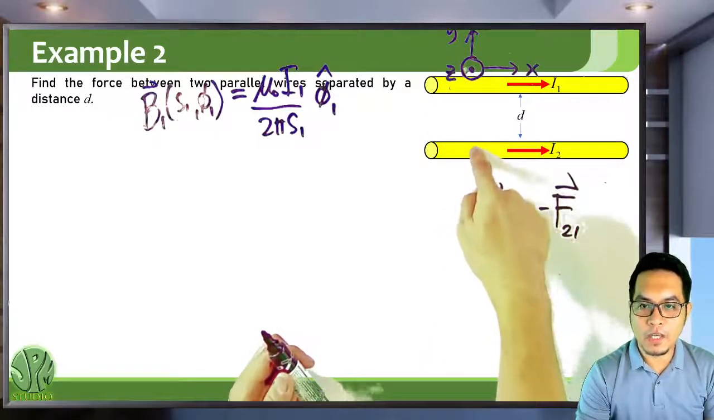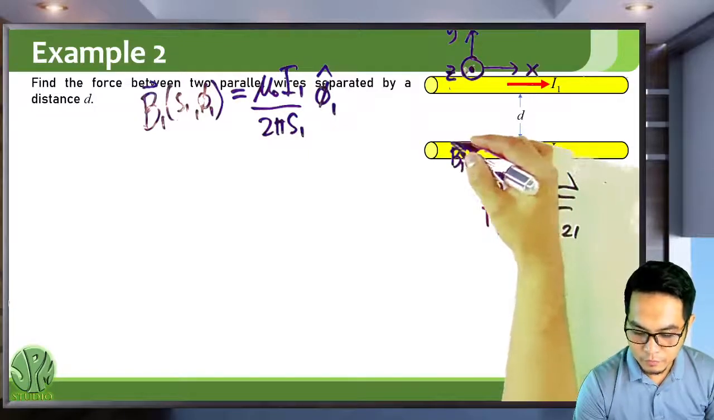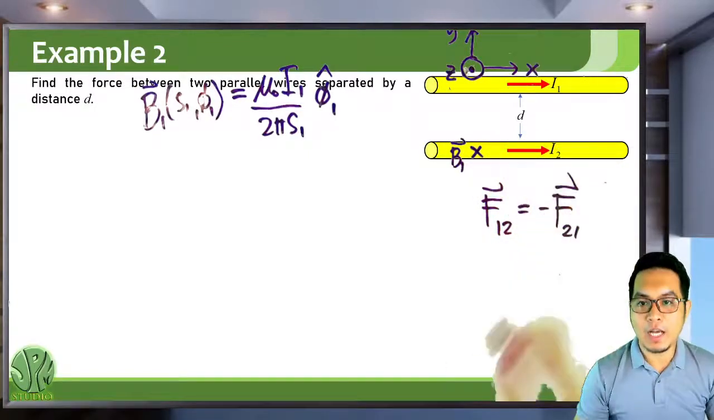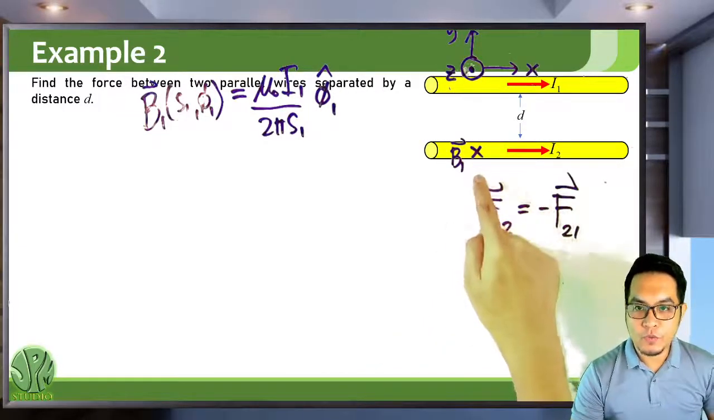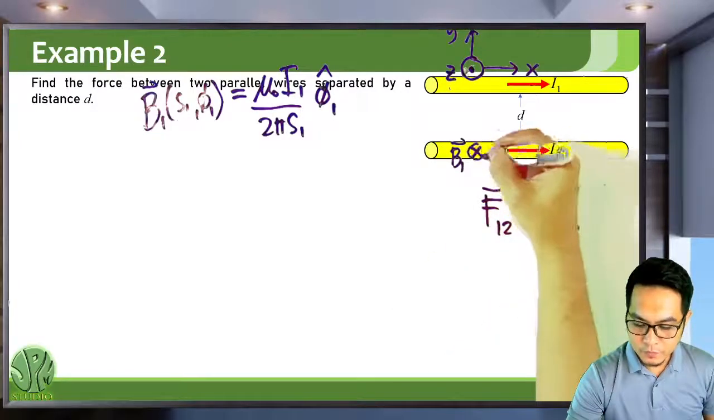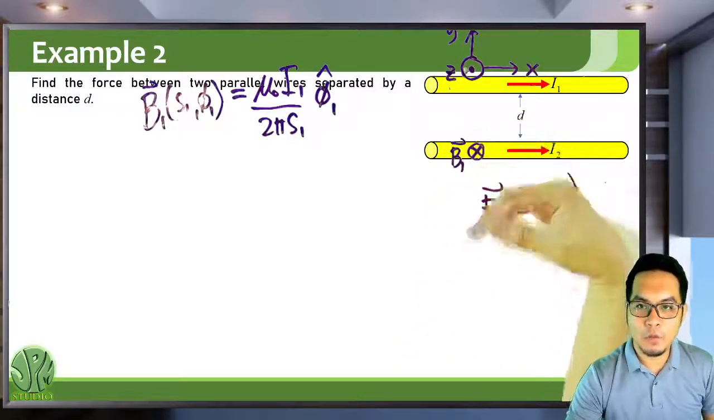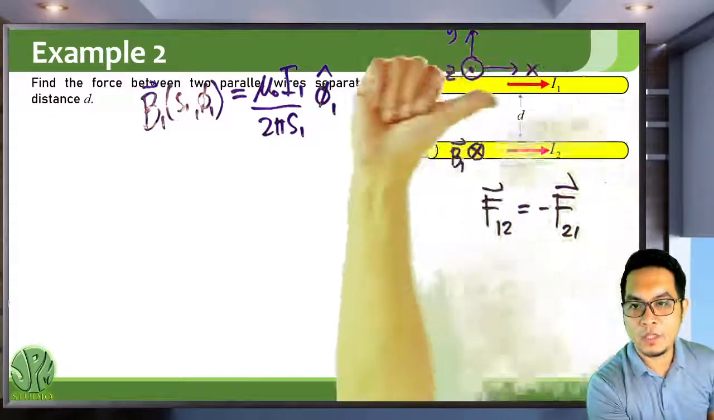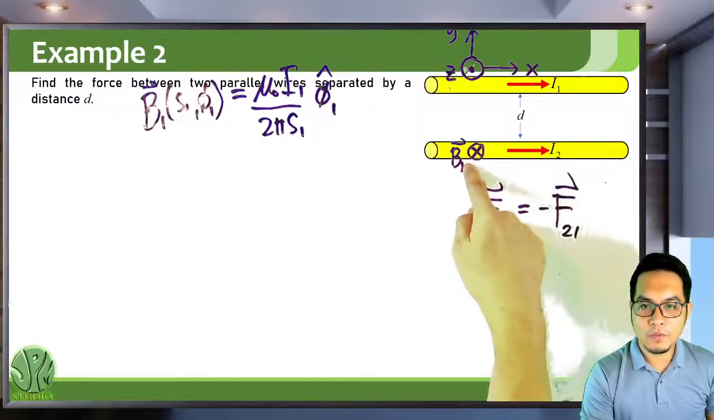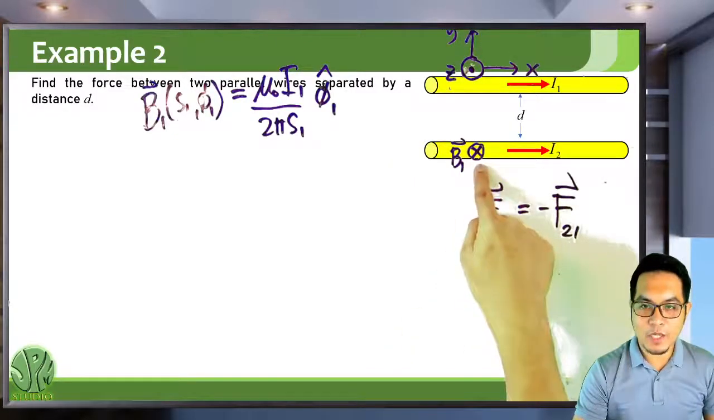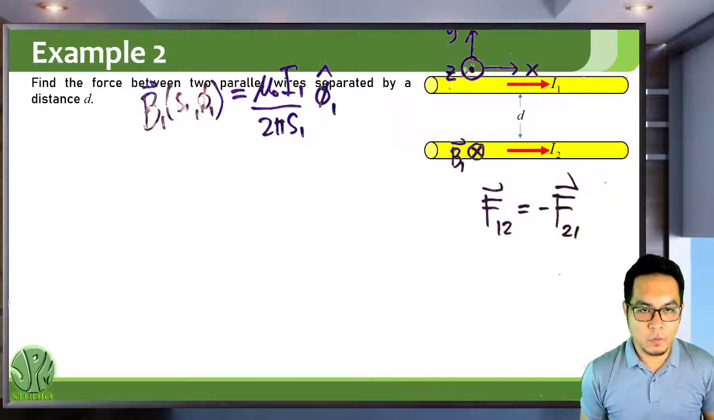At the location of wire 2, the direction of B1 is into the page, because it is in the lower part with respect to I1. So this is I1, and the magnetic field of I1 curls along my fingers. So at the location of I2, it is into the page. With respect to the Cartesian axes, that direction is the negative z-axis.